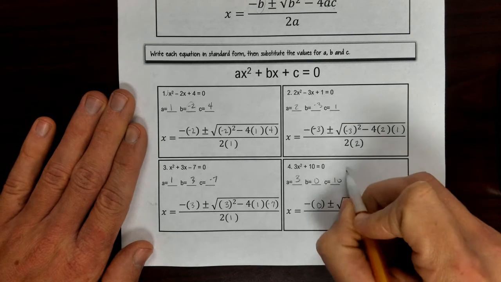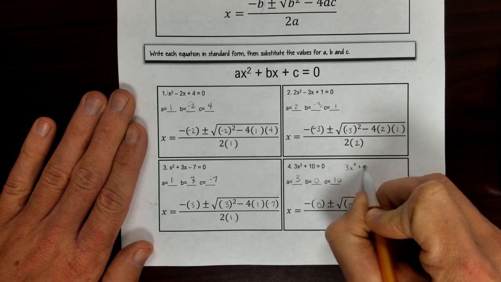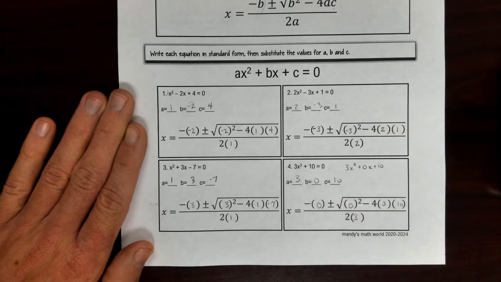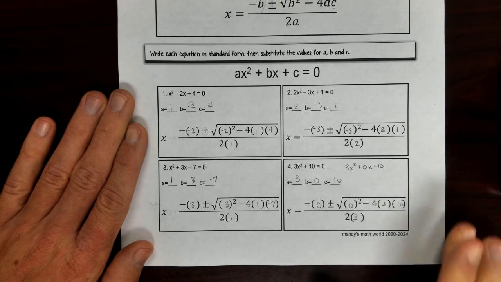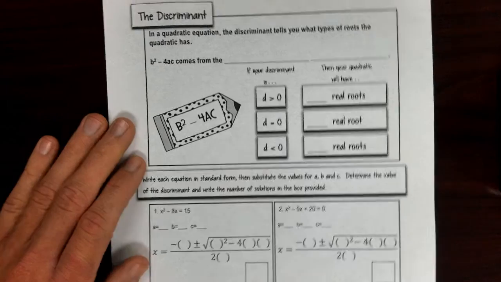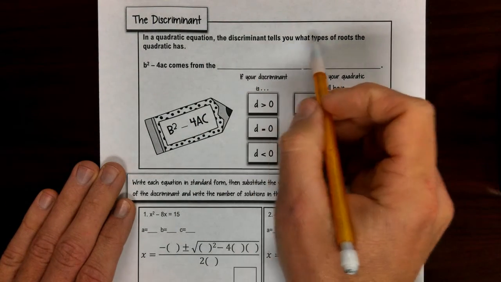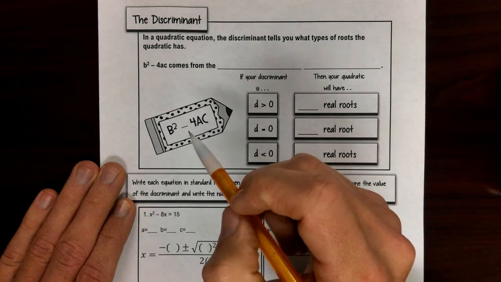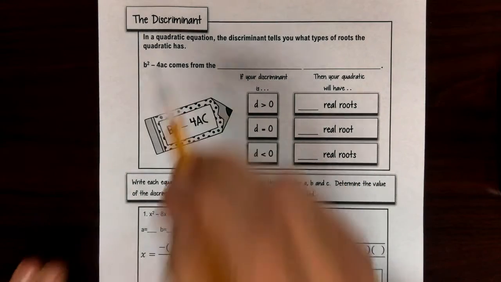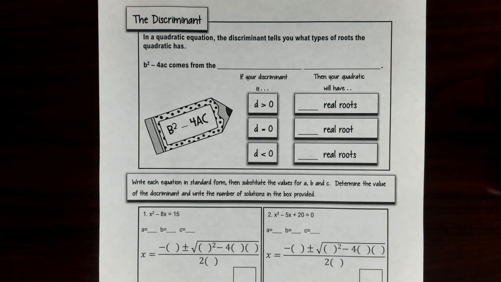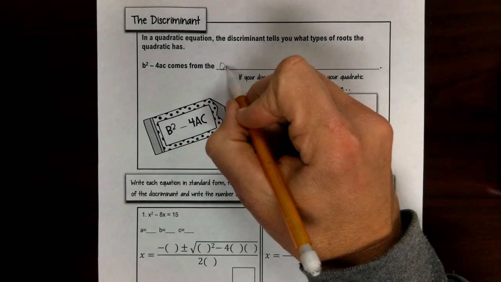So in this case, this is 3x squared plus 0x plus 10, if I was to write it in standard form. Alright, let's go to the back. We have what we call the discriminant. In the quadratic equation, the discriminant tells you what type of roots the quadratic has. So b squared minus 4ac, that should look familiar because that comes from the quadratic formula.